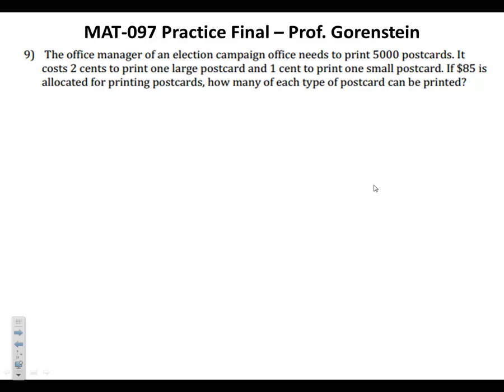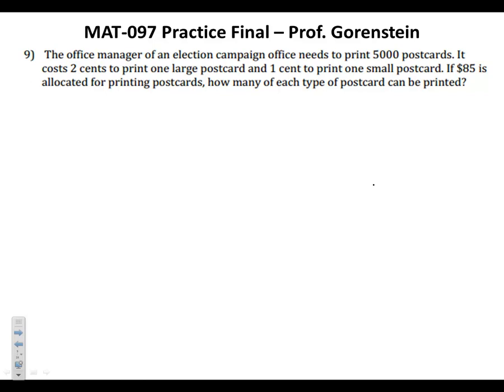Okay, for number 9, if we go to the last statement, how many of each type of postcard can be printed? So how many of each type, this is telling us we have multiple unknowns here. So the office needs to print 5,000 postcards, so there's large ones and small ones. So we want to know how many large ones could be printed and how many small ones could be printed if we spend a total of $85.